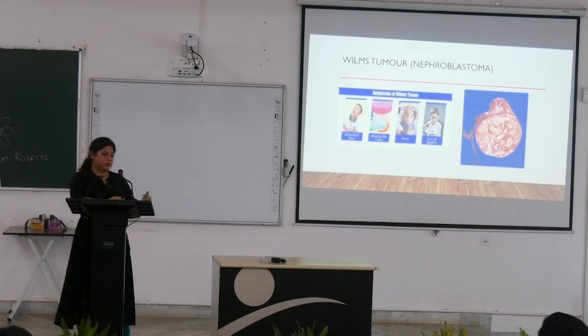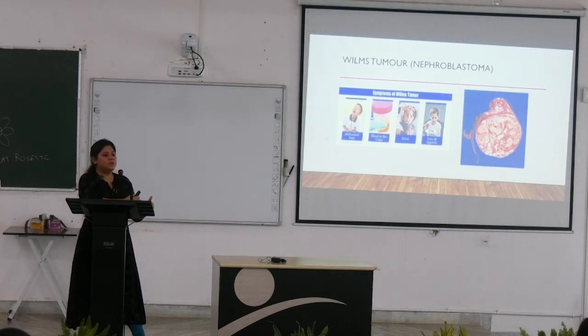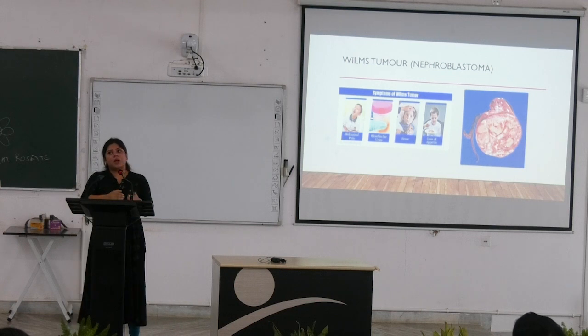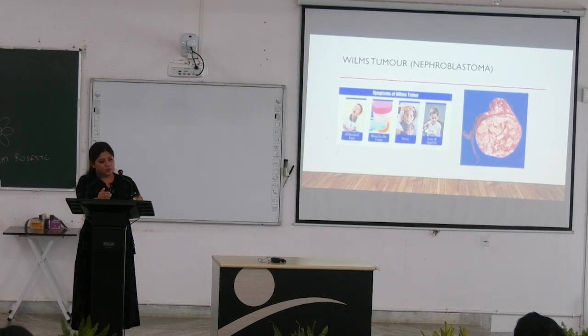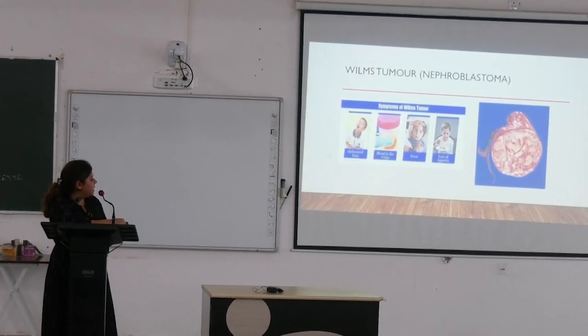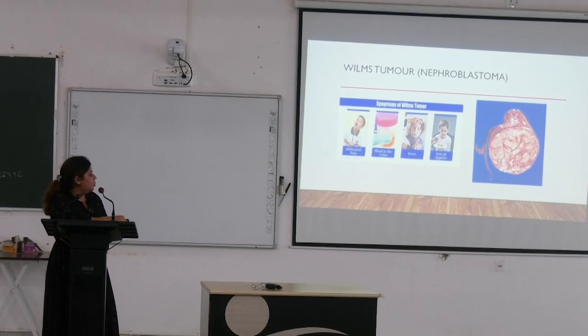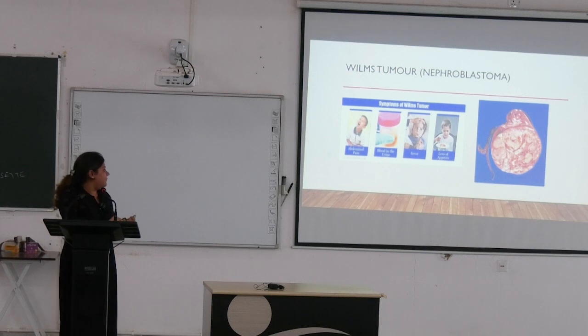Next, nephroblastoma. This is a gross picture of a Wilms tumor. Now symptoms: again it presents as an abdominal mass. If it is a child less than 2 years, then the child will present with an abdominal mass. But an older child may not present with a mass, but will present with abdominal pain, hematuria, fever, weight loss, and loss of appetite. These are the usual presenting symptoms of Wilms.